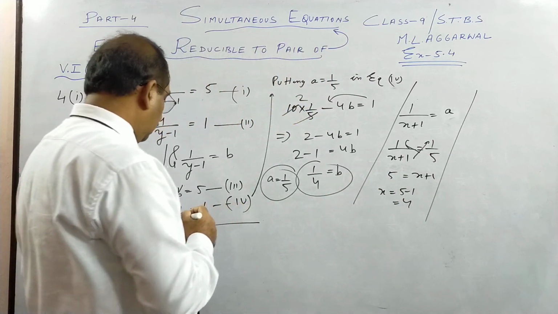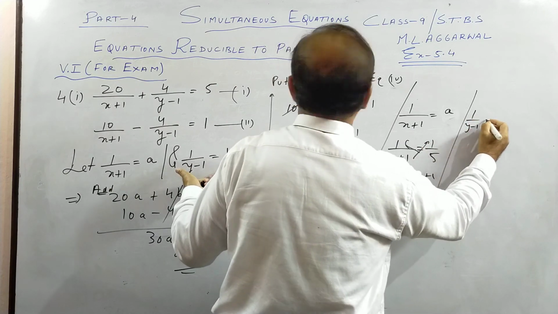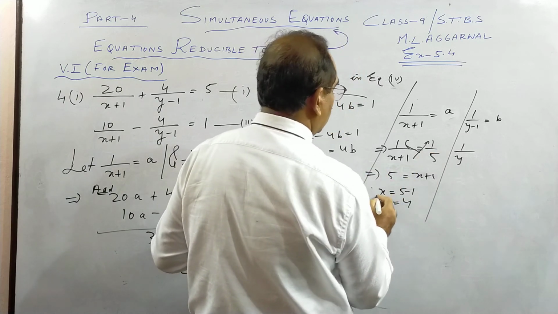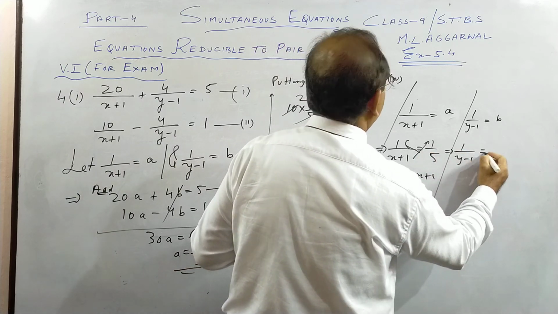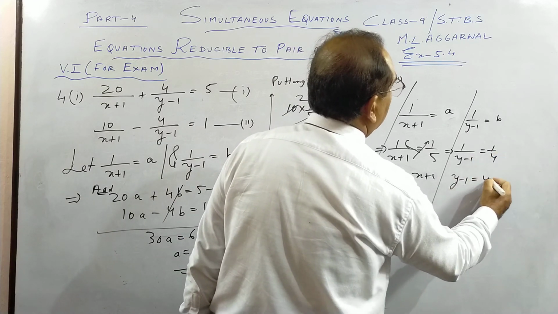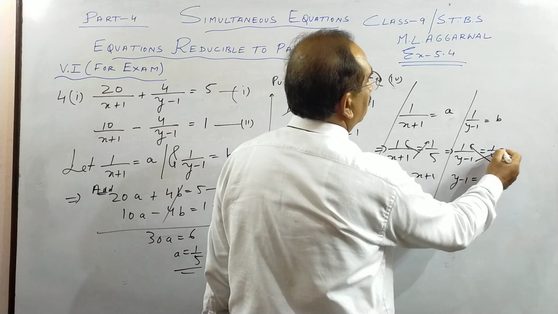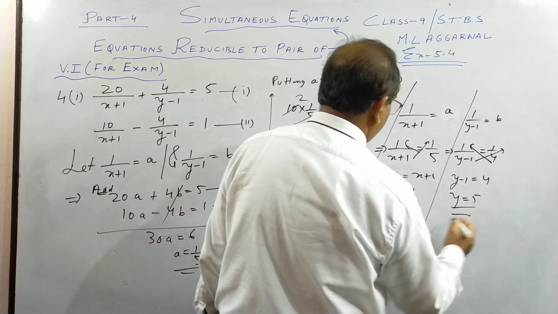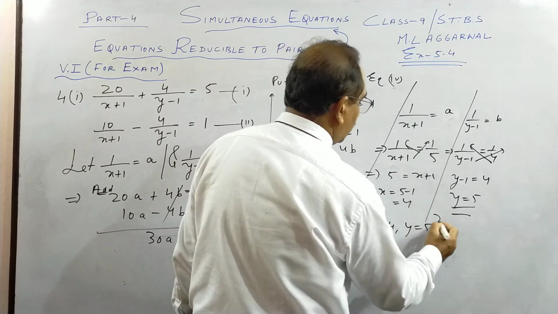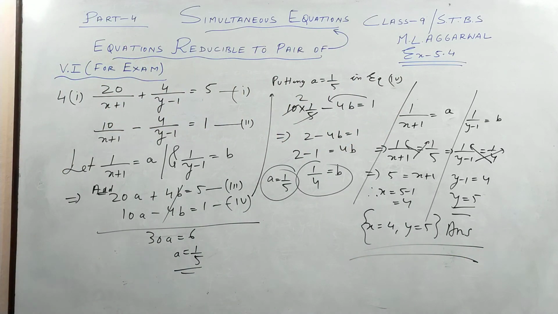In the same way here, putting 1 by y minus 1 as B, which is 1 by 4, you can put the implies sign because when equal to is there, you can use the implies sign. Equate the denominators because the numerators are equal, both 1. Whenever they are equal, you can equate them or cross multiply. So y is 5. So your final answer is x is 4 and y is 5. Put it in braces and write the answer. This way you make your work easier for your teacher.